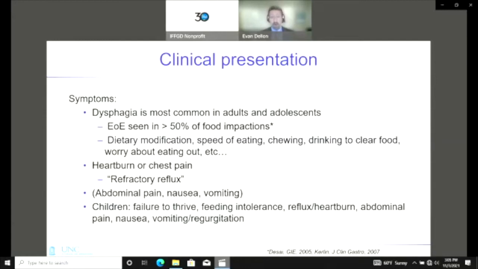Some people can have heartburn or even chest pain with EoE, and this is sometimes a cause of refractory reflux that isn't getting better with standard antacid treatments. And rarely in adults would you have abdominal pain, nausea, or vomiting. But in children, symptoms are quite different, and they could range from failure to thrive, to feeding intolerance, to heartburn or reflux, abdominal pain, nausea, vomiting, or regurgitation. So much more non-specific symptoms.